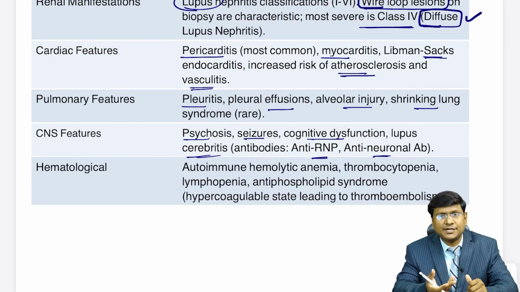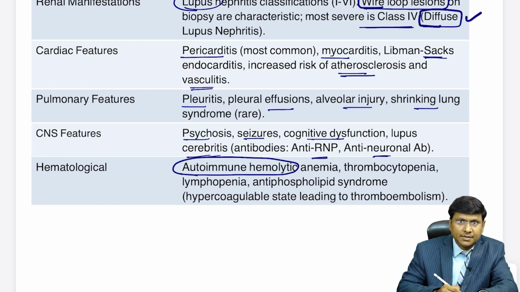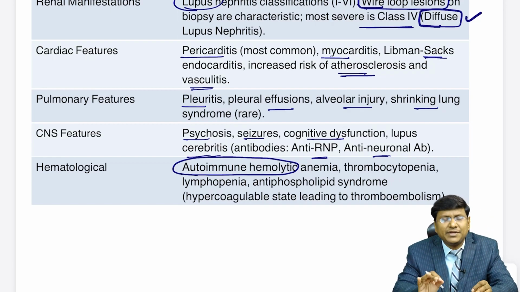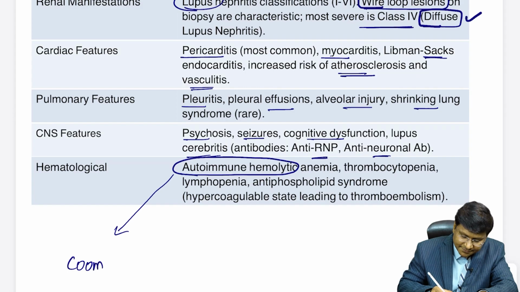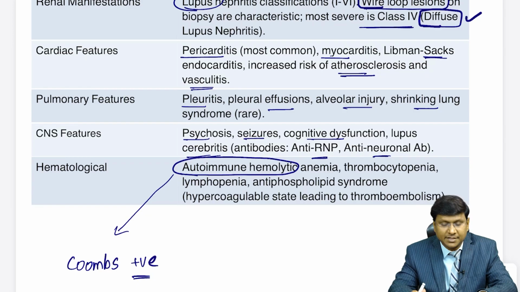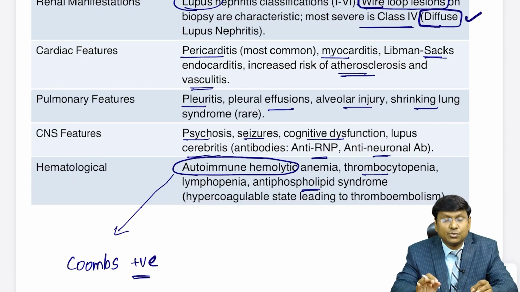Hematological, as I have said, pancytopenia. Autoimmune hemolytic anemia will be there, right? And because this autoimmune hemolytic anemia is observed, these patients are said to have Coombs positive hemolytic anemia, right? Coombs positive hemolytic anemia. And these patients will also have thrombocytopenia and APLA syndrome, right? APLA syndrome, that is anti-phospholipid antibody syndrome.